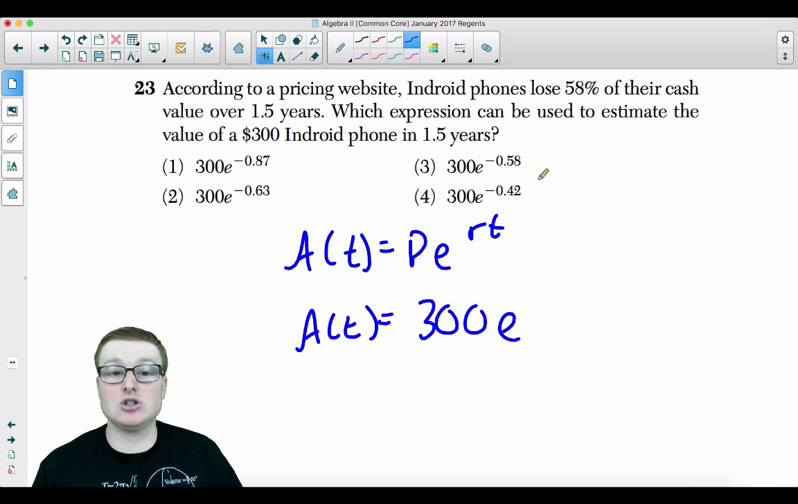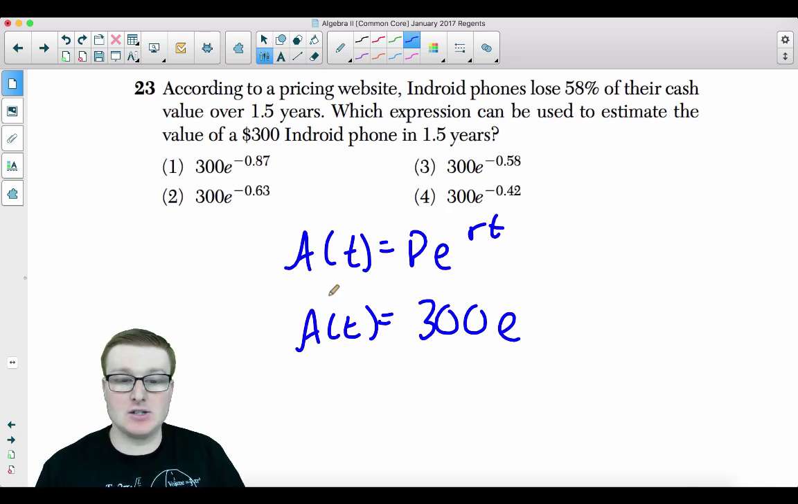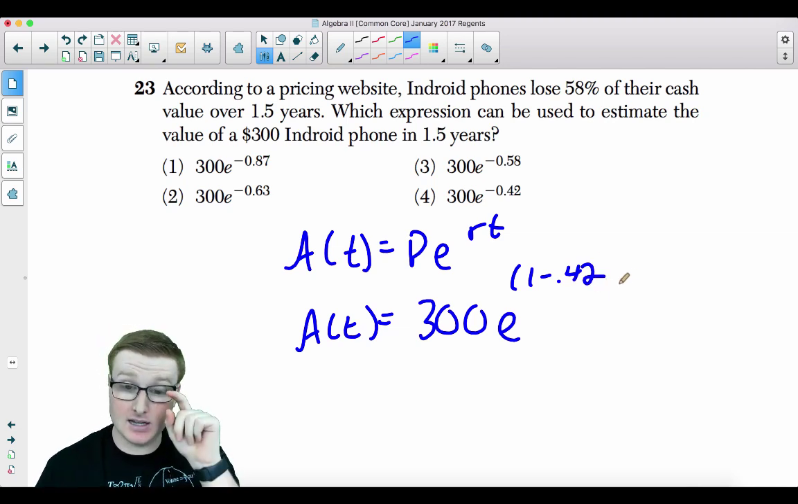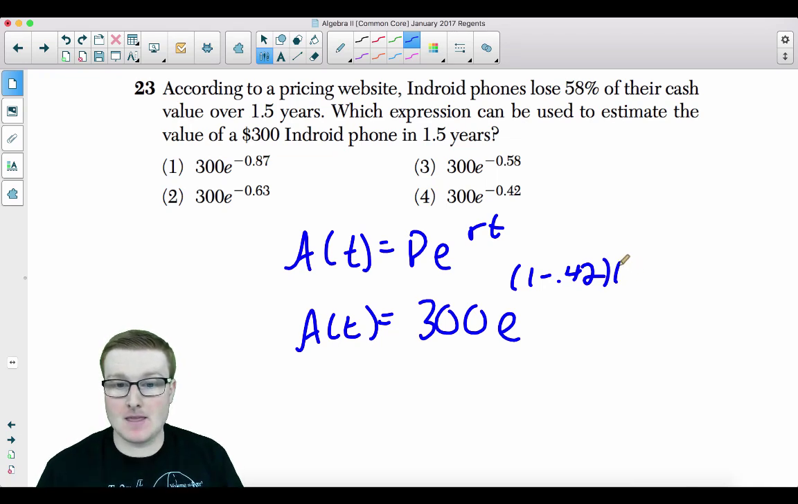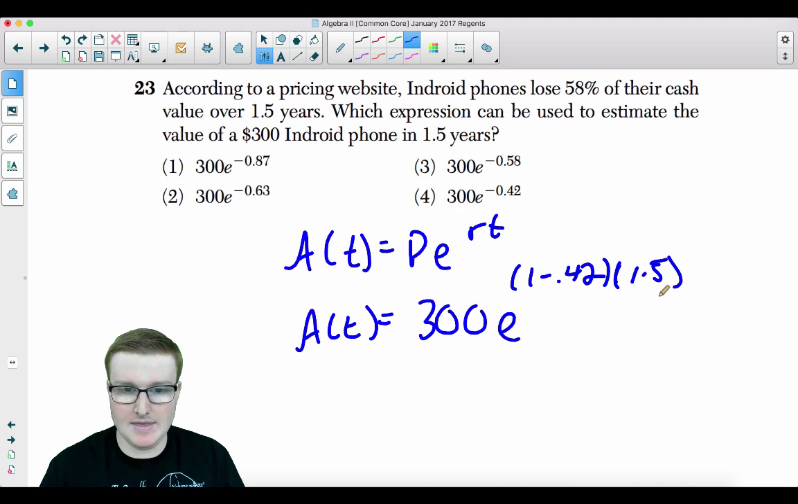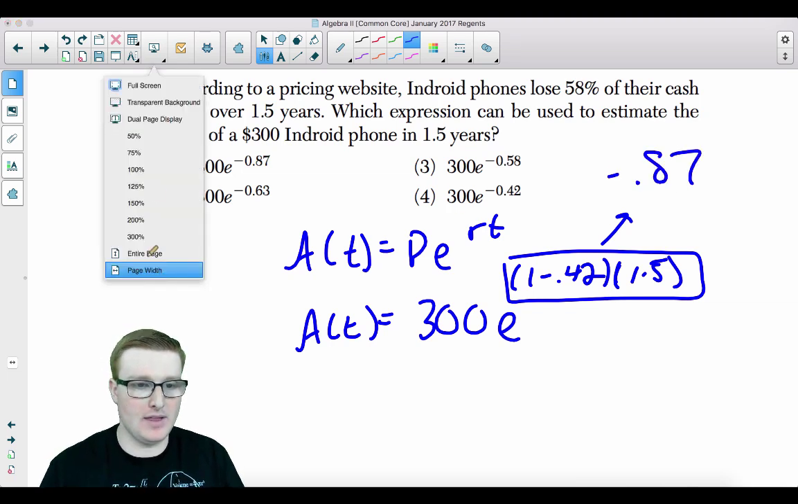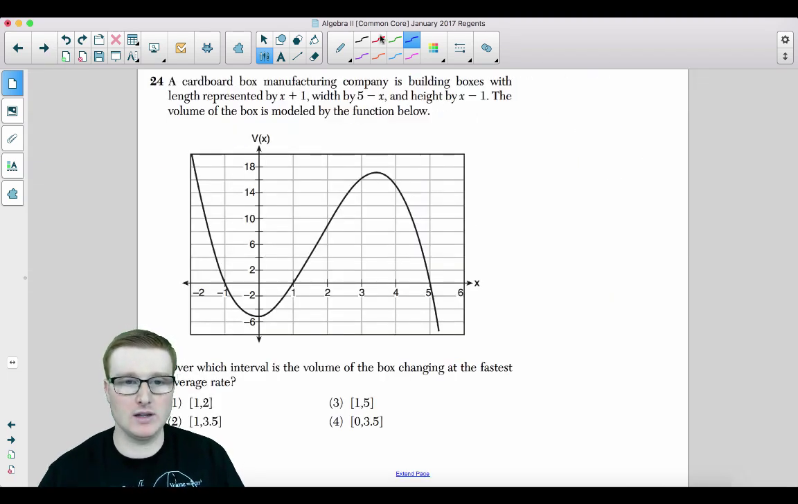the rate. So, let's be careful. The rate is losing 58%. So the rate is 1 minus 0.58, so it's actually 42%. It's decreasing 42%. Times the time, which is 1.5. And that is your answer. When you multiply these two numbers, you get negative 0.87. Your answer is choice 1 for that question. All right, moving on to number 24, last one.